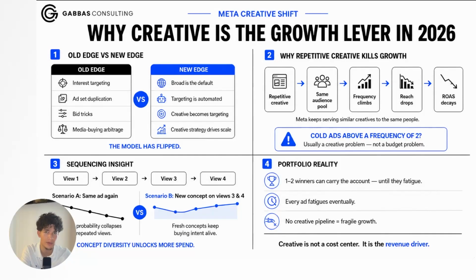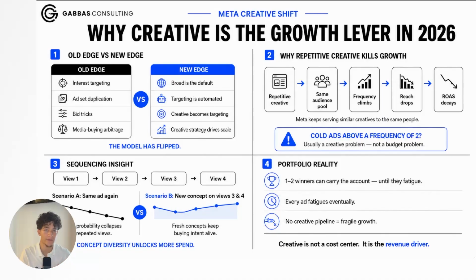But that's exactly why you have to realize that the reality of most of these ad accounts and the biggest brands is that 1 to 2 winner ads carry the whole account until they fatigue. And this is completely normal. Every ad fatigues eventually. However, there is a way to create ads that scale for months and months and months and can withstand at least $1 million in ad spend. But this is something I'm going to talk about later.